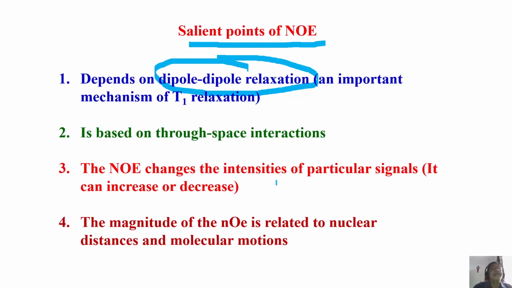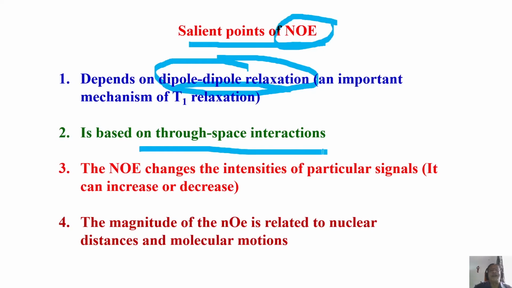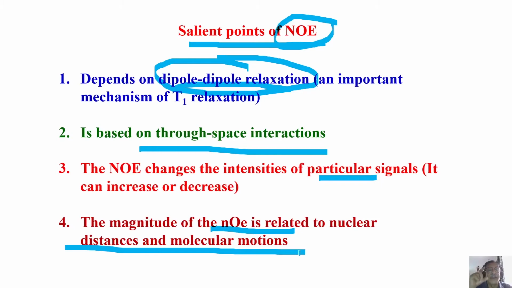There are several mechanisms to achieve that thermal equilibrium. Okay, and the dipole-dipole relaxation mechanism is very important as far as NOE is concerned. It is a through-space interaction. As I told you, spins need not be J-coupled. Okay, and NOE can change the intensity, decrease or increase, and NOE is related to internuclear distance and molecular motion. Very important thing.